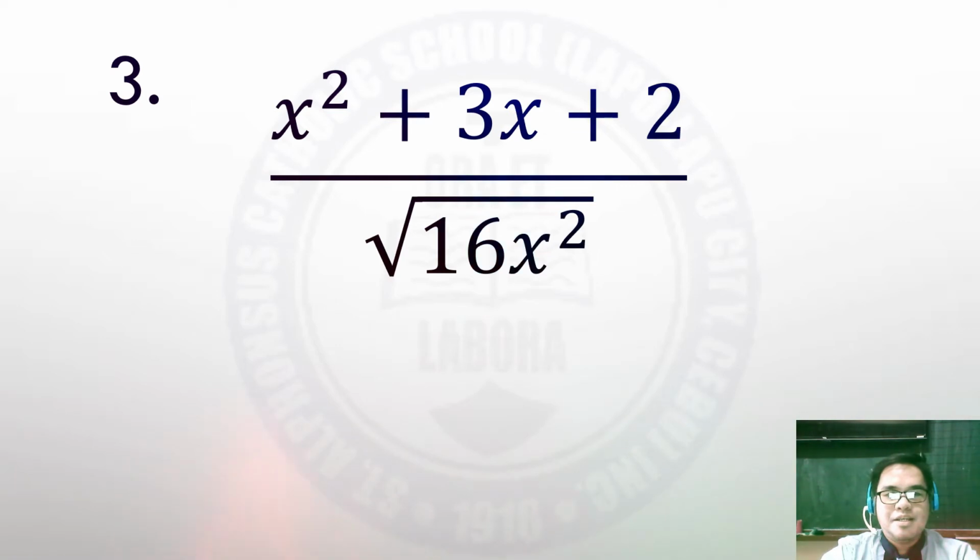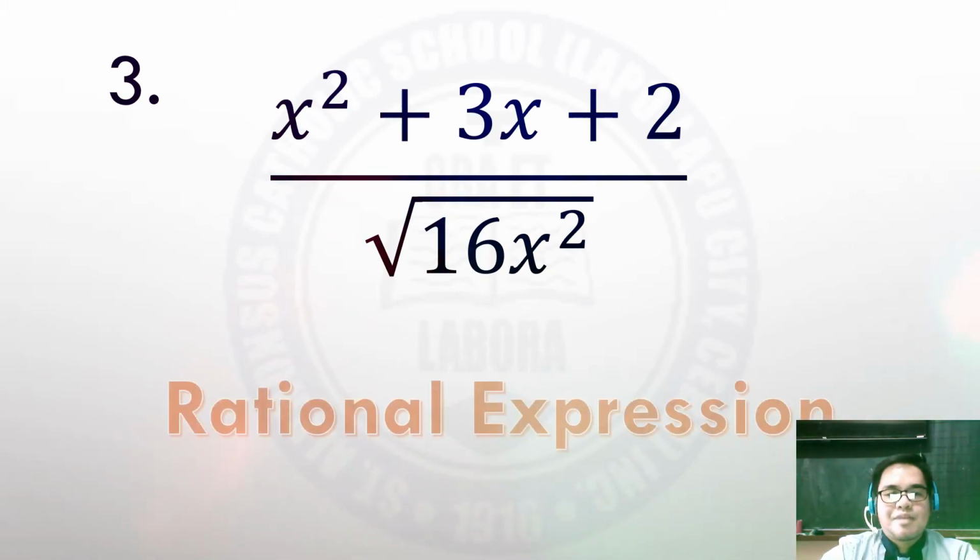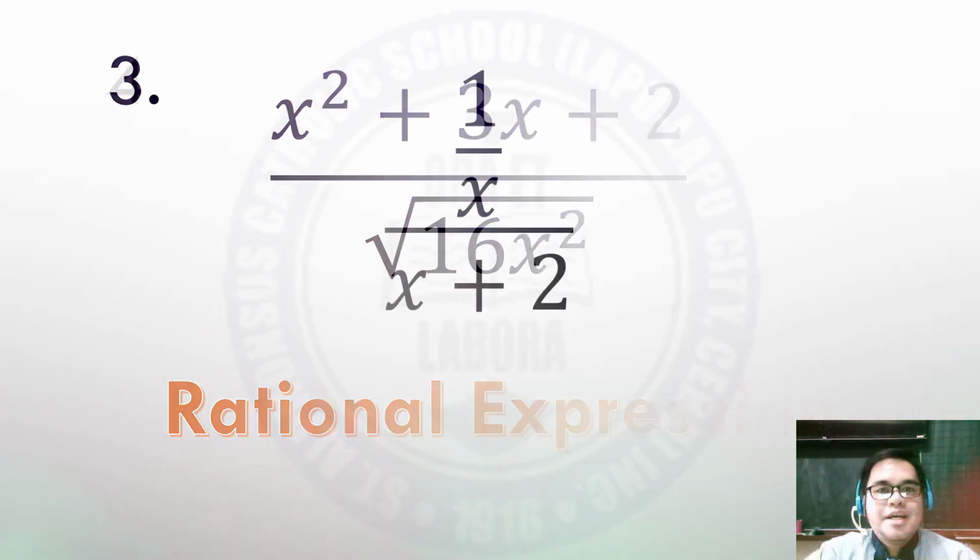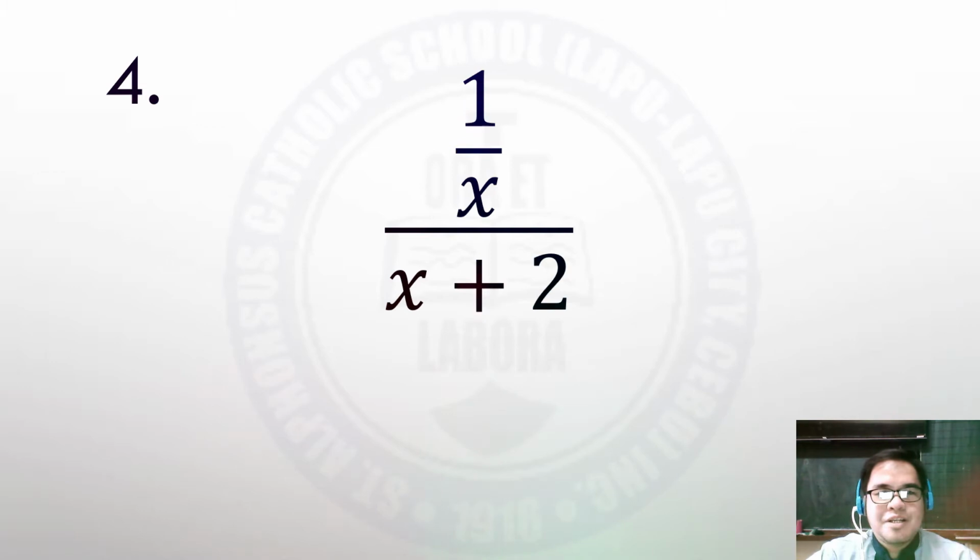For number 3, is this a rational expression? Okay, yes, this is a rational expression even if the denominator is radical, but its simplest form becomes a polynomial because square root of 16x squared is 4x. Then this one is considered as a rational expression. Is this a rational expression?